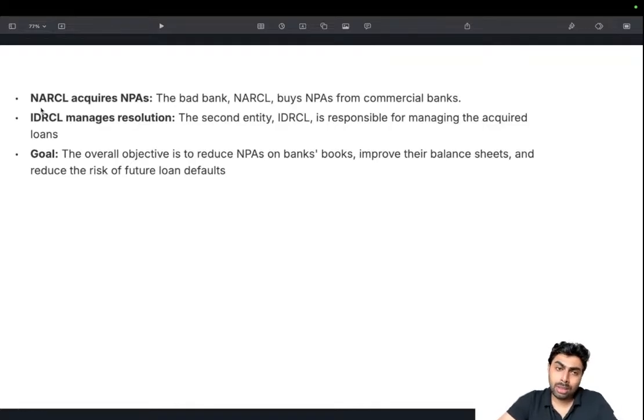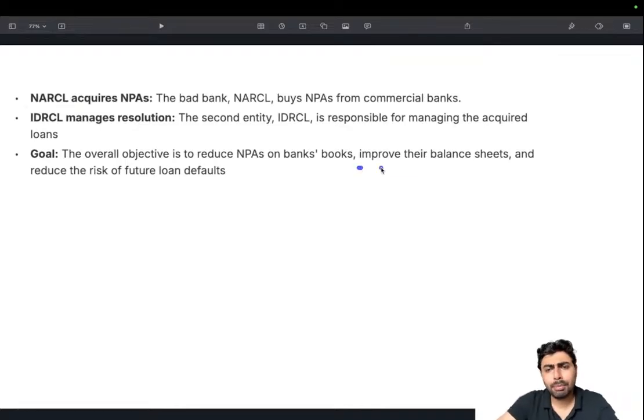So these are the things. There are two bodies associated with this. One is the National Asset Reconstruction Company Limited, a public limited company. That's a bad bank. They buy NPAs from commercial banks. And there is another body, the India Debt Resolution Company Limited, which manages the acquired loans. Basically, the acquired loans are liquidated, auctioned or put to bidding. Things like that are done by the IDRCL, and NARCL actually acquires these loans. So these two work together for debt resolution.